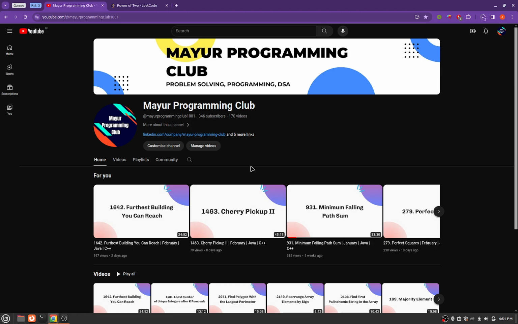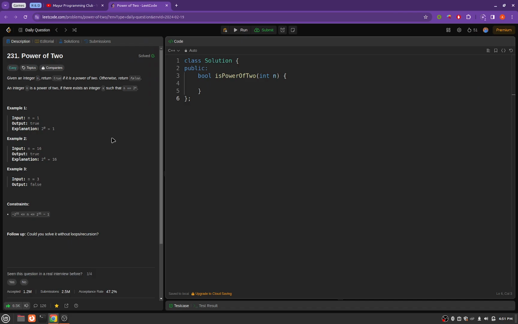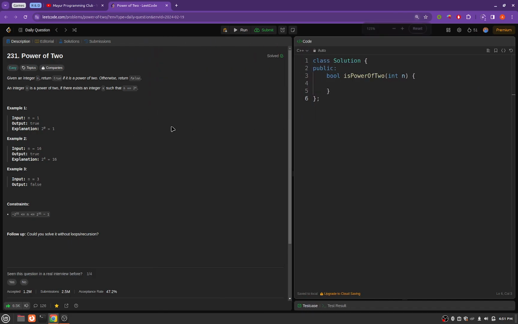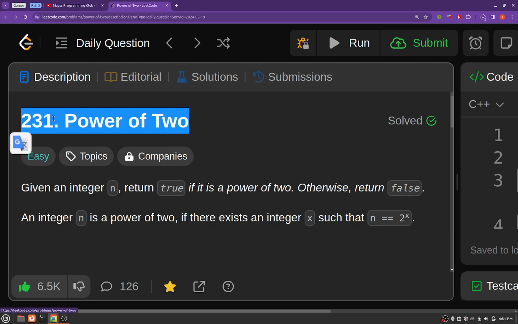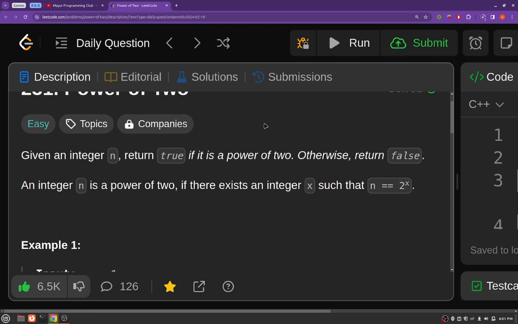Today we will be solving another daily Leetcode problem, and the problem's name is power of 2. So the problem statement goes like this: you are given an integer n. You have to return true if this is a power of 2, otherwise you should be returning false.